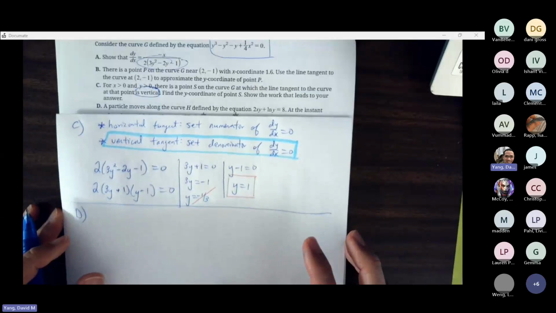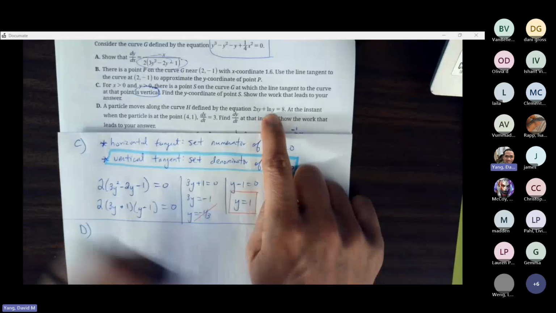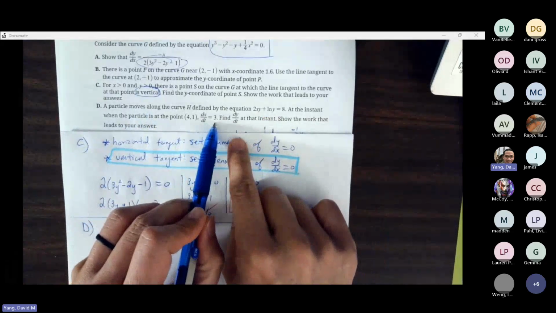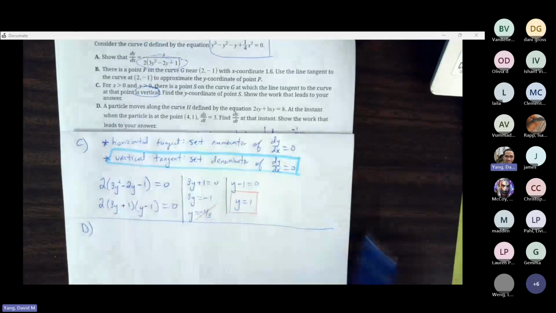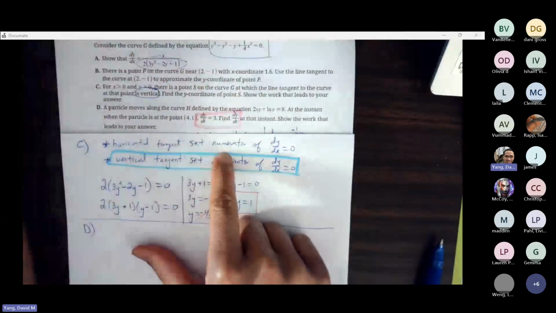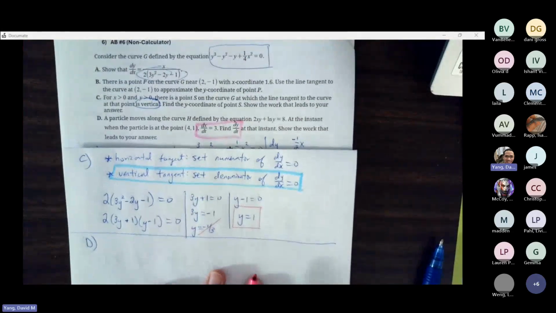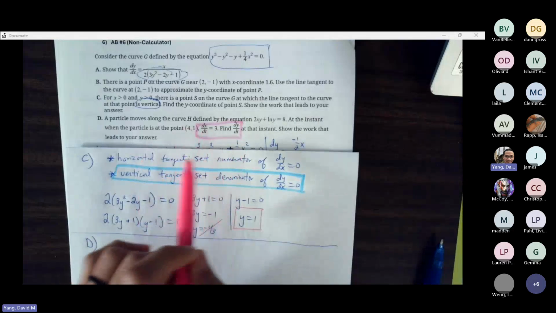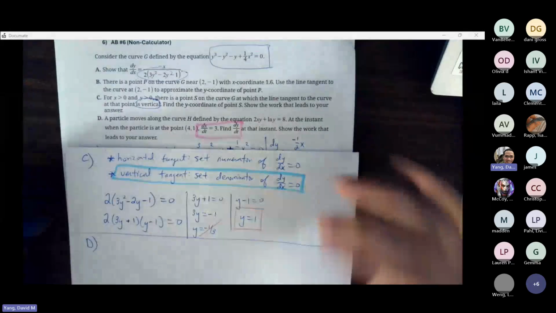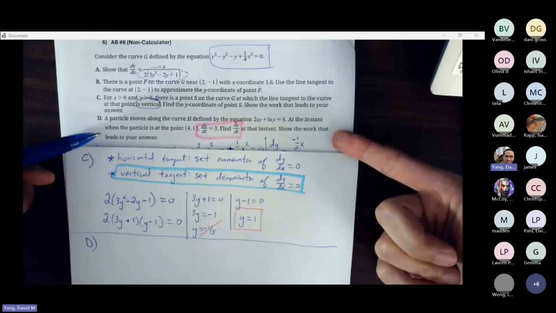All right, last one. A particle moves along the curve h defined by the equation 2x plus natural log of y equals 8. At the instant when the particle is at (4, 1), dx/dt equals 3. Find dy/dt. So this is going to be related rates. We got through this entire FRQ without even seeing one related rates, but you know they're going to have to slip it in somewhere. So it's very unlikely that you're going to see the entire FRQ without at least one related rates, and this is where related rates is going to occur.